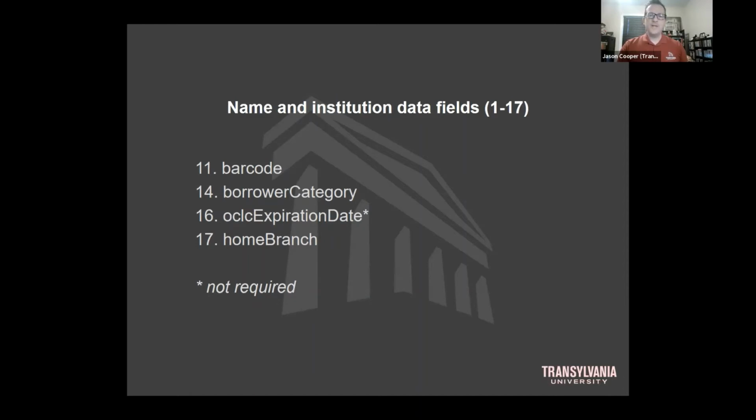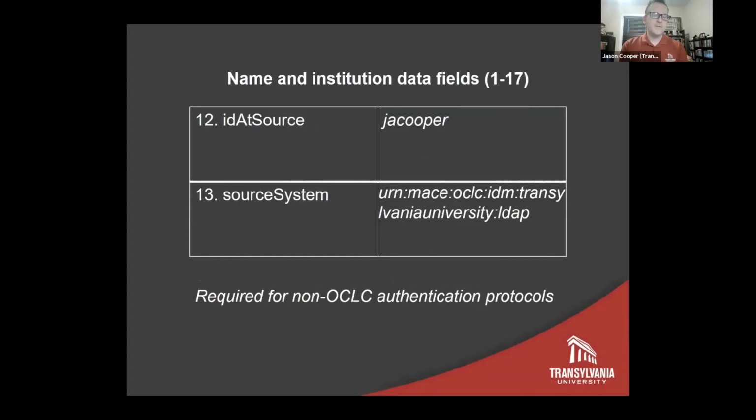The next grouping of data fields, I'm sorry, before I go to the next grouping of data fields, we also use 2 optional data fields because we use a non-OCLC authentication protocol. As you can see here on this screen, we are an LDAP institution. So we also use the ID at source field and the source system field. That URN, the uniform resource name, is copied into each one of the user accounts. To get the ID at source, we simply use everything before one's @transy.edu email.